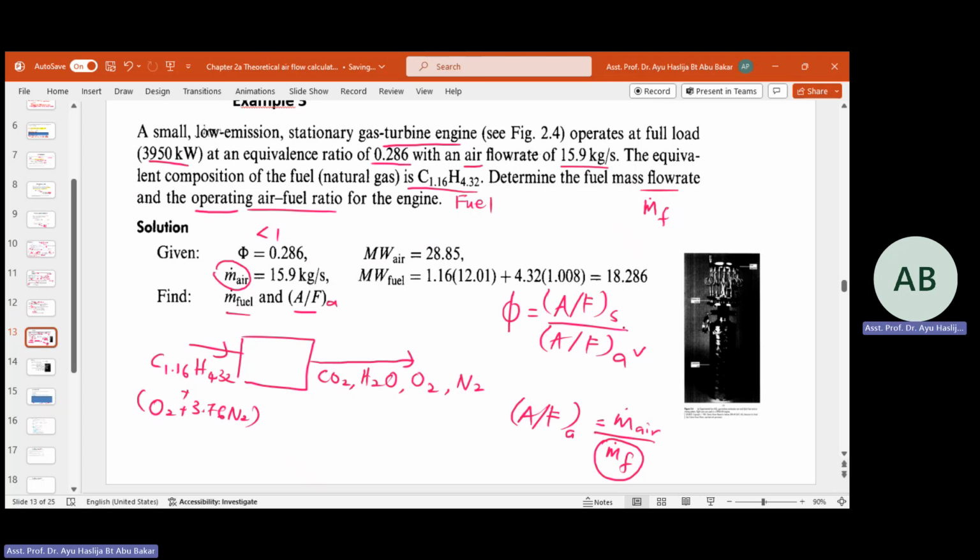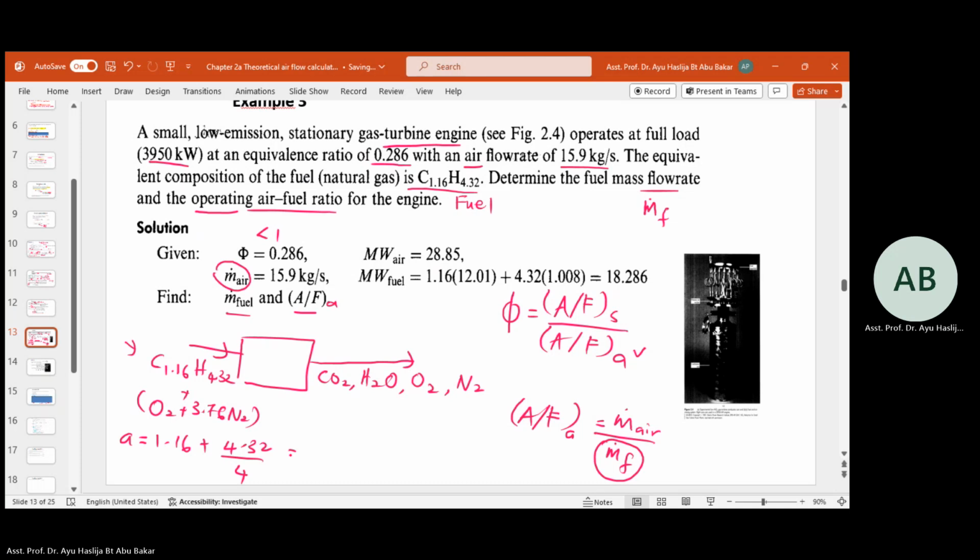Okay. So now kita nak dapatkan AF actual. Equivalence ratio kita ada, we need to find out AF stoic. How to get AF stoic? At stoic, kita generate the combustion equation, or in short, we just need the A value kan. So the A from the fuel, kita dah boleh dapat A from the fuel. X plus 4.32 over 4, kita boleh dapat A.